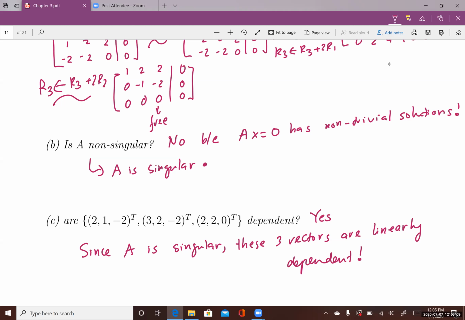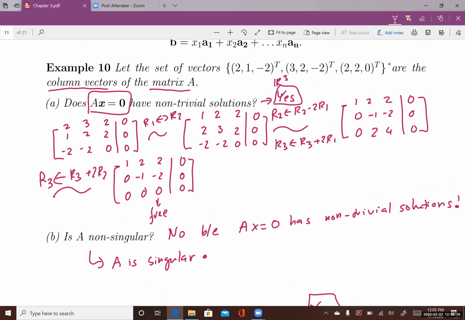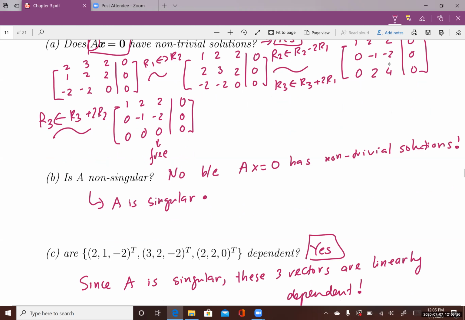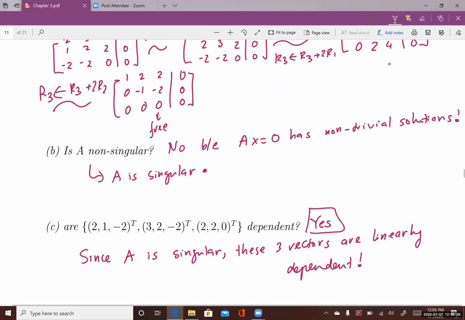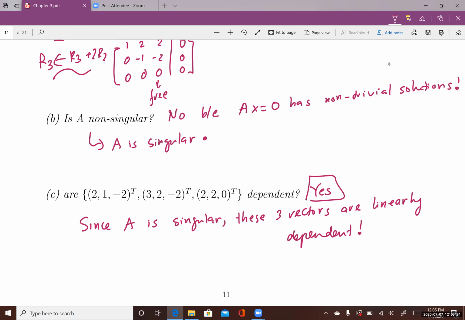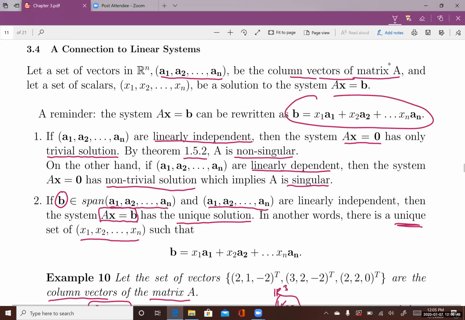So you say yes. As you can see, if you have a set of vectors forming a matrix and you look at this homogeneous system, and it has a non-trivial solution, that means the matrix A is singular. If the matrix A is singular, that means the three column vectors are linearly dependent, and you'll find how they depend on each other in the next sections when we talk about column space and the row space of the matrix. All right, here you go. These are some connections between linear independence and linear systems.